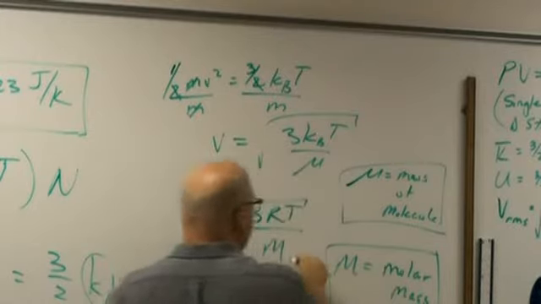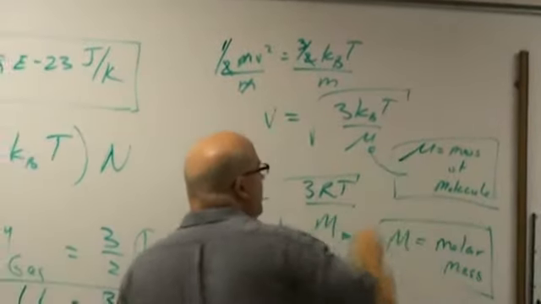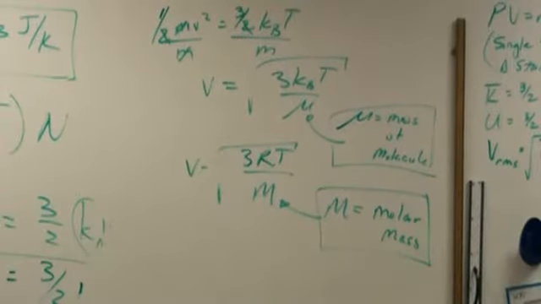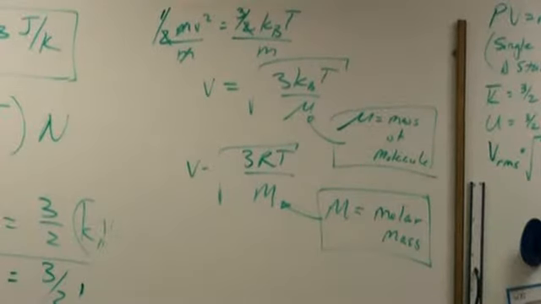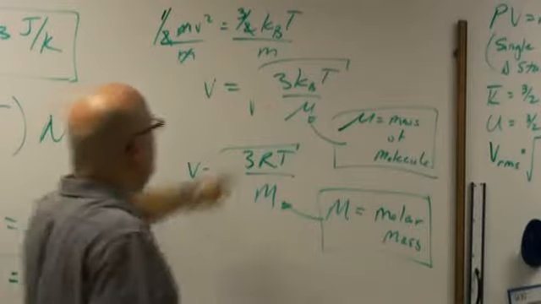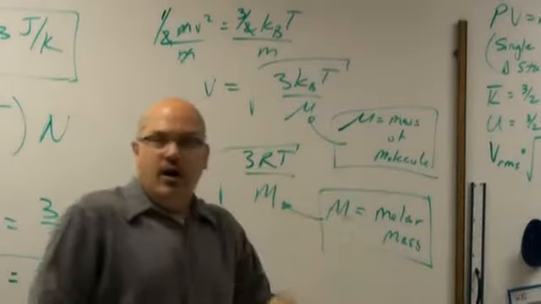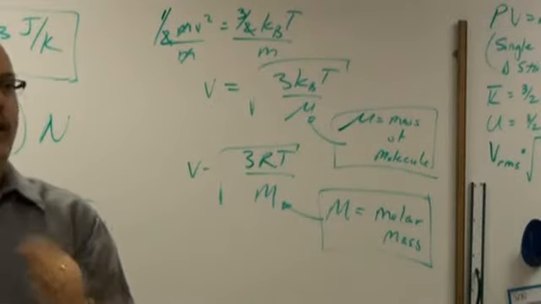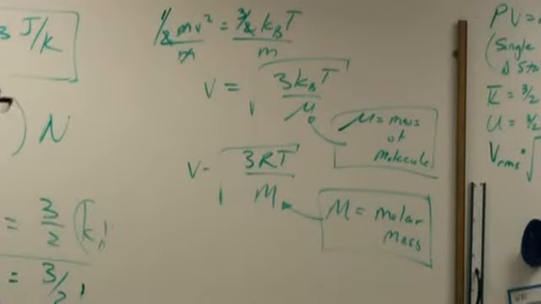Molar mass from chemistry. So depending on which one of the masses you use, molar mass or mass of the individual molecule, you'll use either Boltzmann's constant or the universal gas constant, because remember, those are related by Avogadro's number, right? Okay.